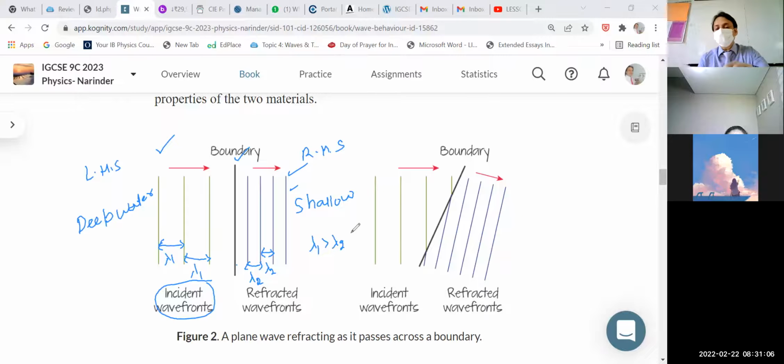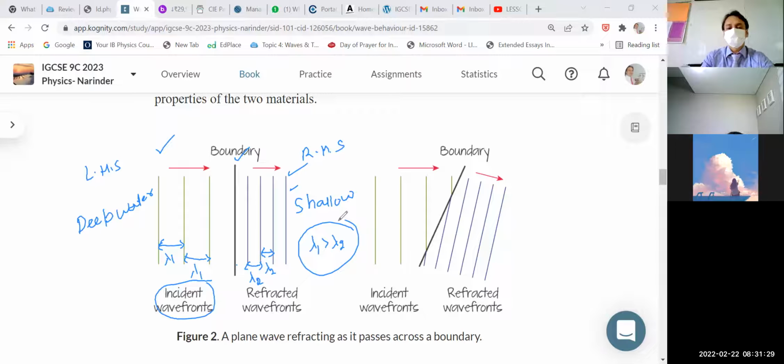Basically, when refraction takes place, two things can happen. Either the refracted wavefront wavelength will increase or it will decrease. Here we have an example where the refracted wavefront wavelength is reduced. Why is it reduced, children?